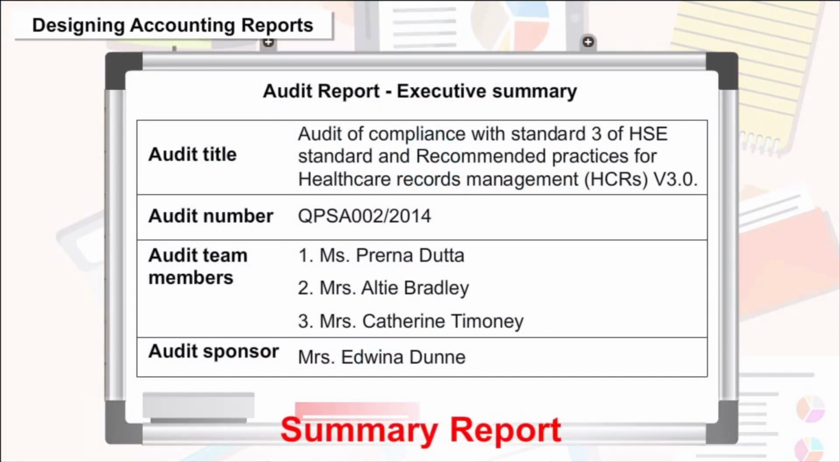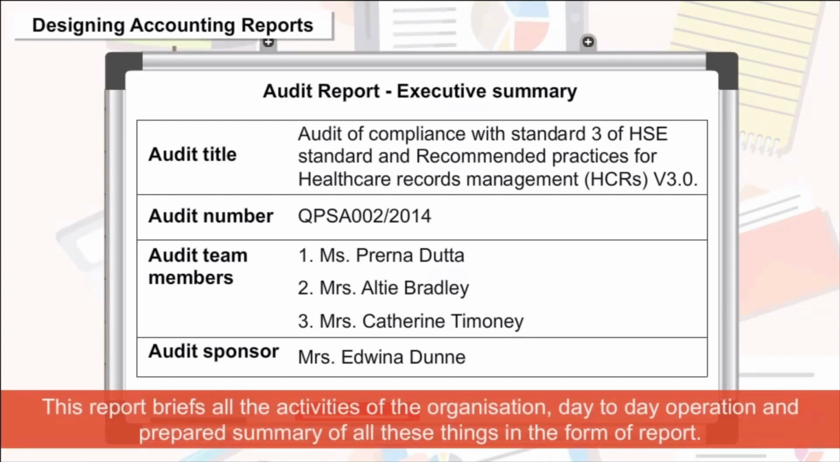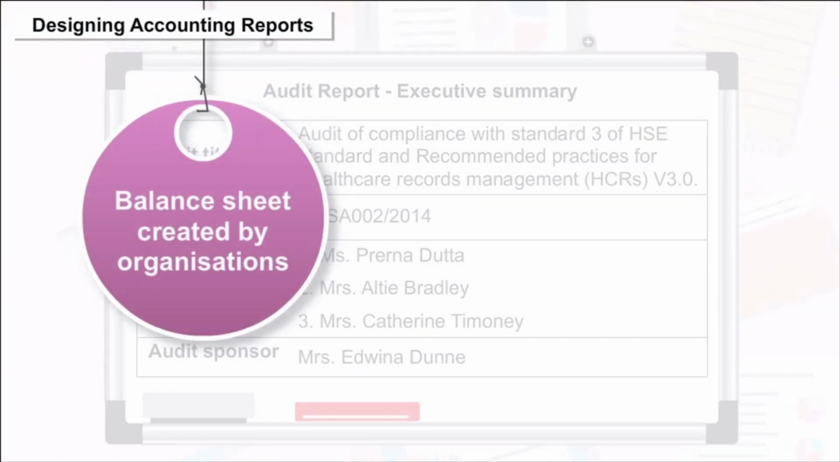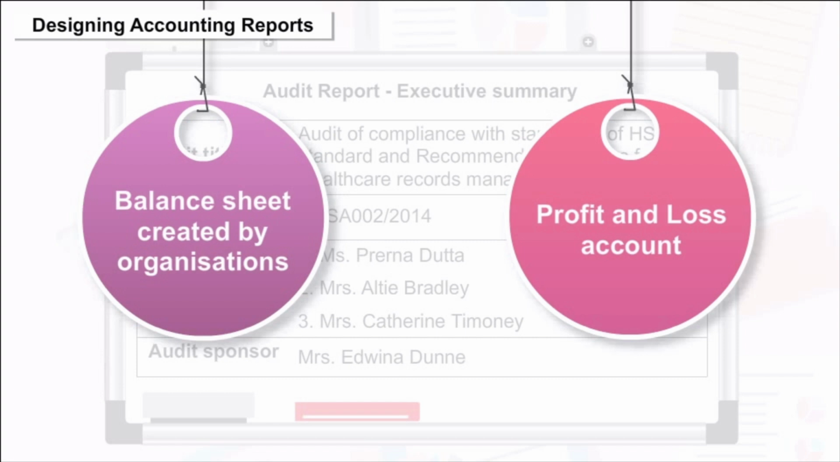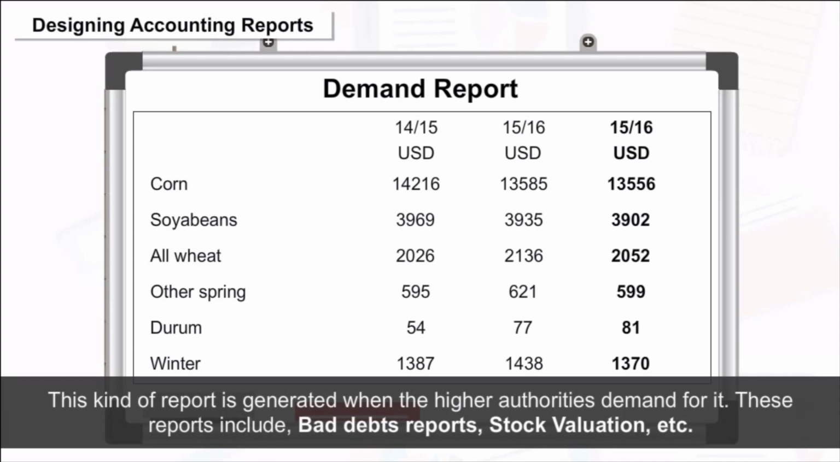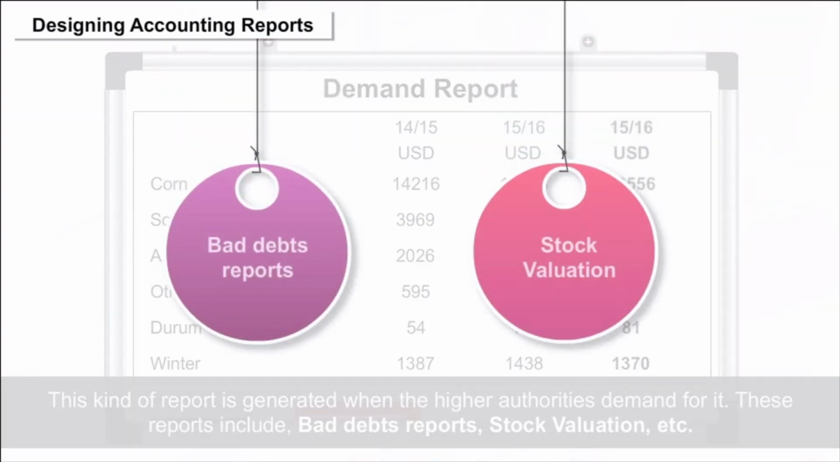1. Summary report. This report briefs all the activities of the organization, day-to-day operation, and prepares a summary of all these things in the form of a report. The examples are the balance sheet created by organizations or the profit and loss account. 2. Demand report. This kind of report is generated when the higher authorities demand it. These reports include bad debts reports, stock valuation, etc.